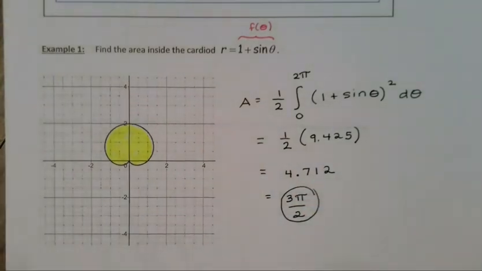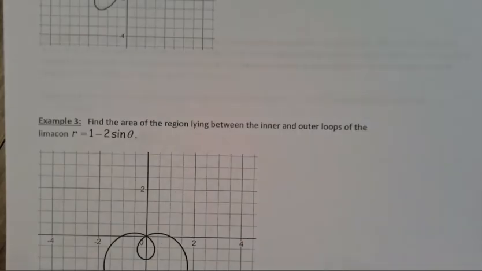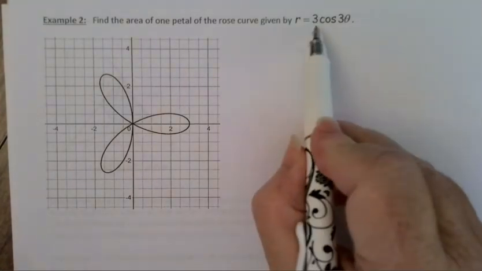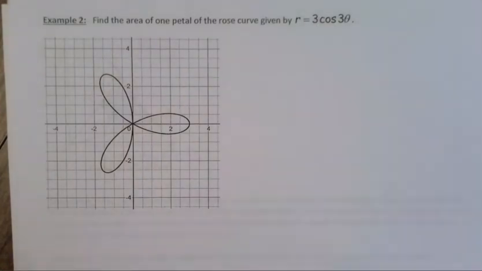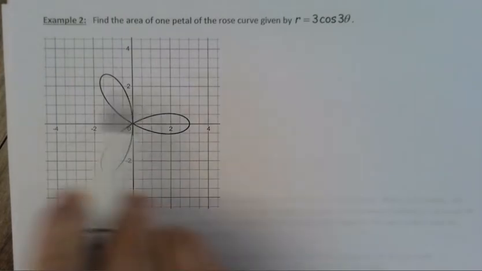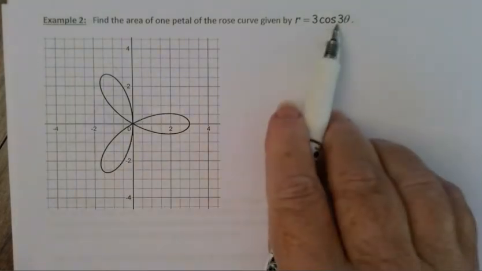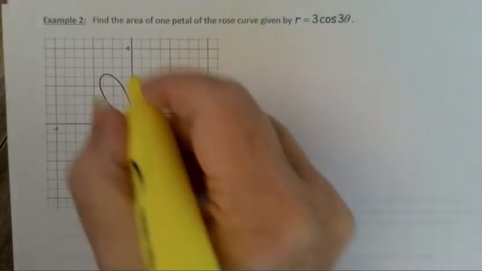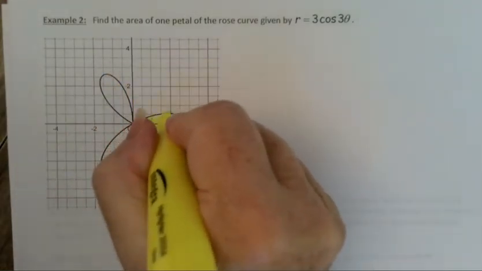All right, let's take a couple of other area problems. In example 2, I'd like the area of just one petal of the rose curve, given by r equals 3 cosine 3 theta. Again, I've graphed that for us. Notice with the odd multiplier in here, we only have the 3 petals. We didn't have to double them or anything. Ultimately, my goal is to find the area of just one petal. Any one, it doesn't matter.